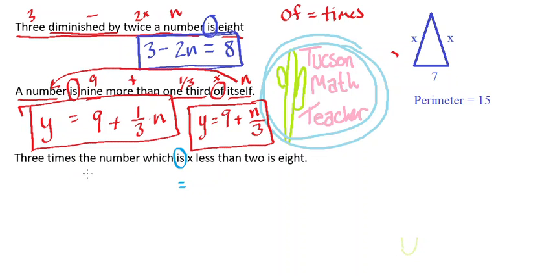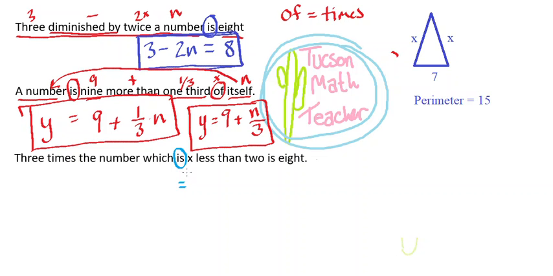Okay, so 3 times the number which is, oh, look at that. I made a rule. I said "is" means equals, but I didn't notice that there are two "is"es.